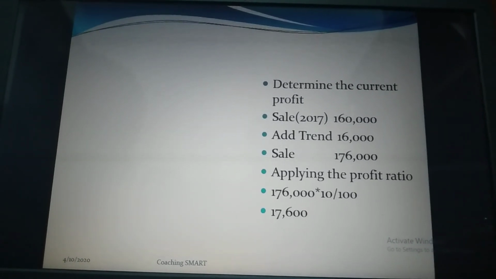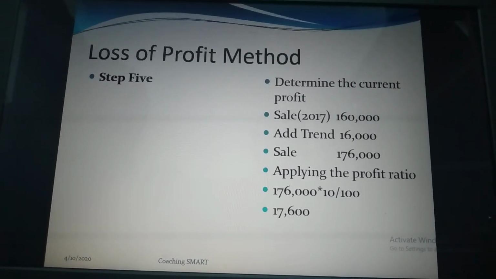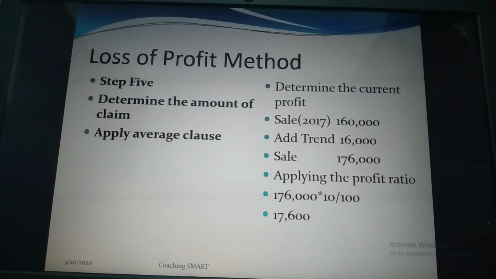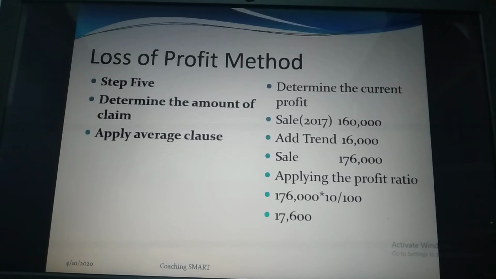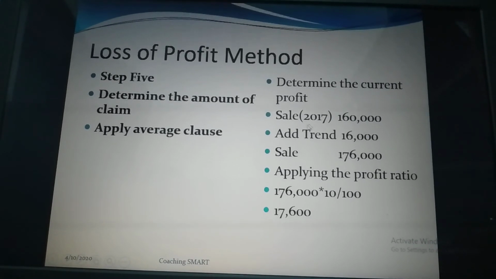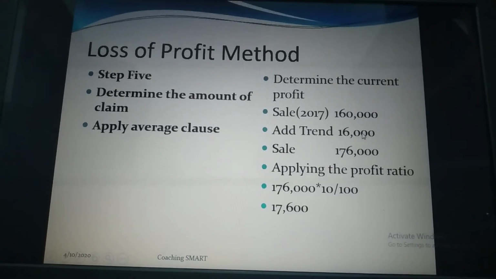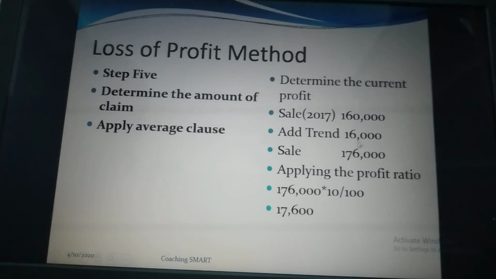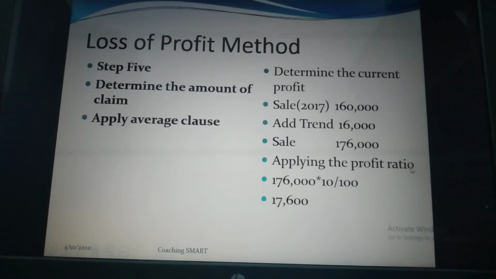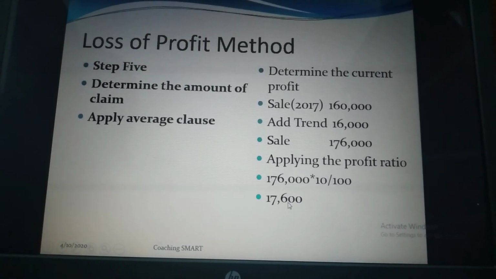Now we come to the calculation. Step 5 is now to establish the amount of claim. How do you get that? Applying the average clause method, on the right hand side, determine the current profit. To get the current profit, you see, sales for 2007 was 160,000. Add trend, which is 10%. 10% of 160,000 is 16,000. When you add, you get 176,000. Applying the profit ratio, 176,000 times 10 over 100 gives us 17,600.